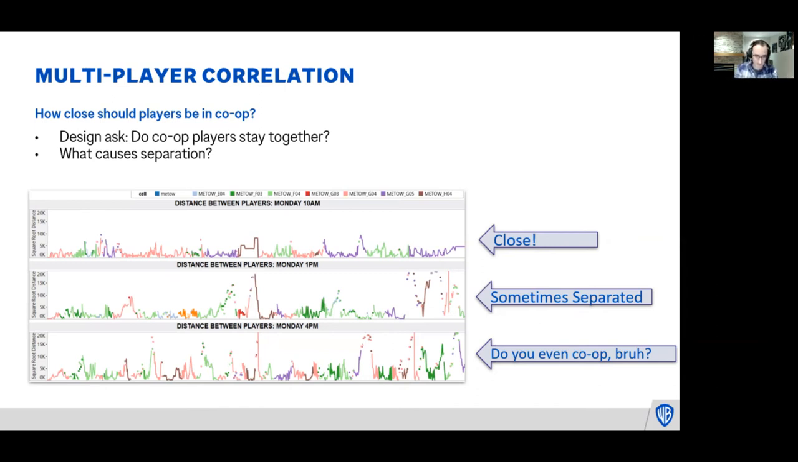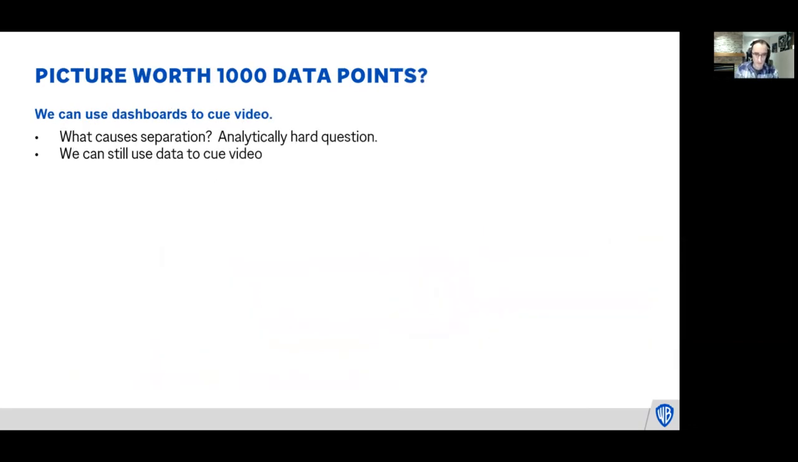And the colors are important in that they cover different areas of the game. So you can compare area by area whether players are sticking together in that particular area. You can imagine some areas are corridors and you can't really be that separated. So this is a hard problem to analyze, right? Answering why people do something that they may not realize they're doing is a little bit difficult.